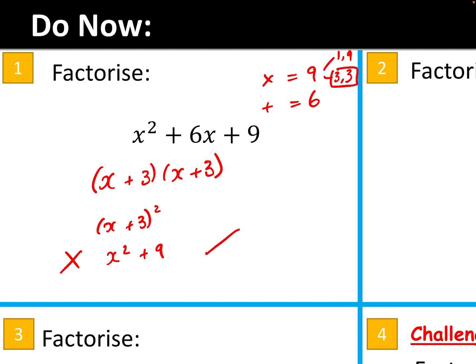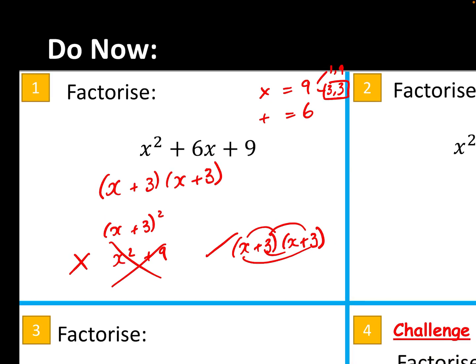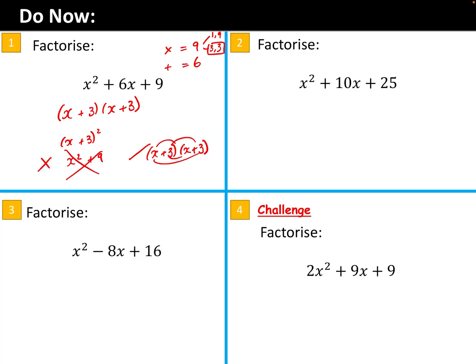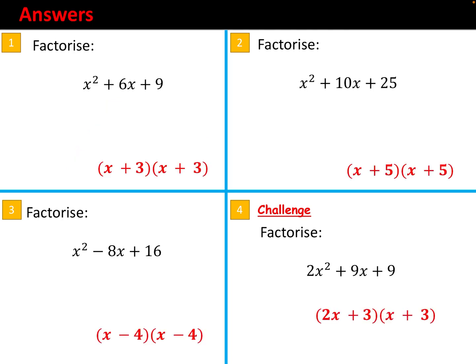So you would have to write it out as x plus 3, and then use your preferred method of expanding. So if ever you are to expand something that looks like this, do not do this. You must write out the bracket twice, and then you can expand using your preferred method. Okay, I'm going to just give you the rest of the answers.